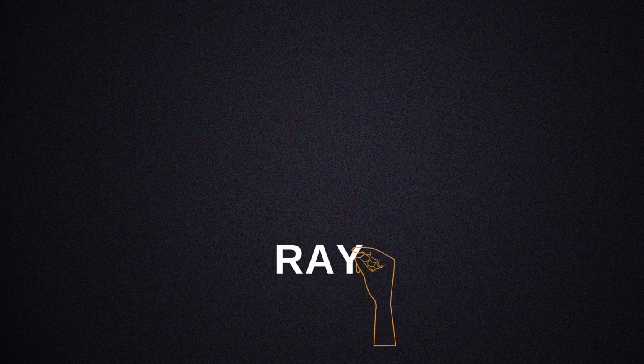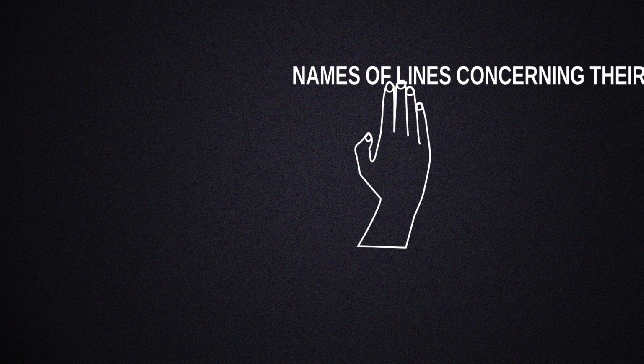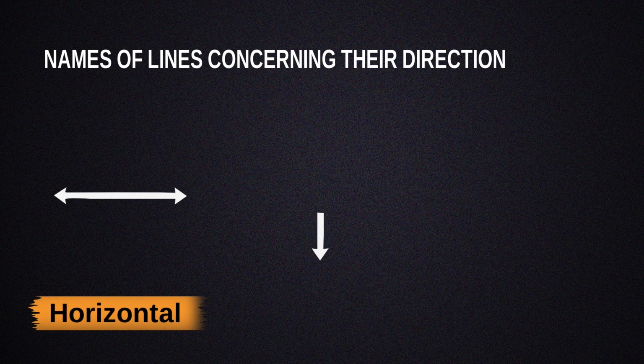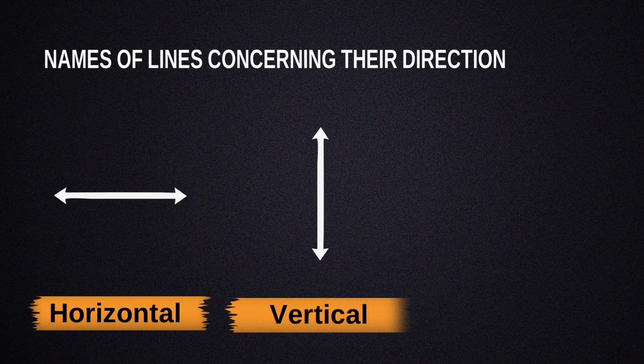In this video, we're going to be learning about lines. Here are some of the names of lines with respect to their direction. Here we have a horizontal line. Here we have a vertical line. And finally, we have a diagonal line.